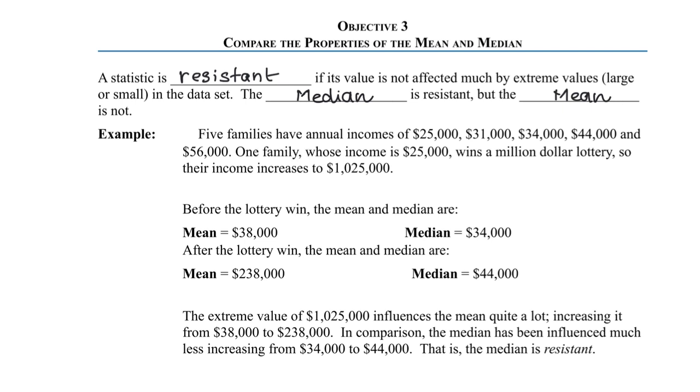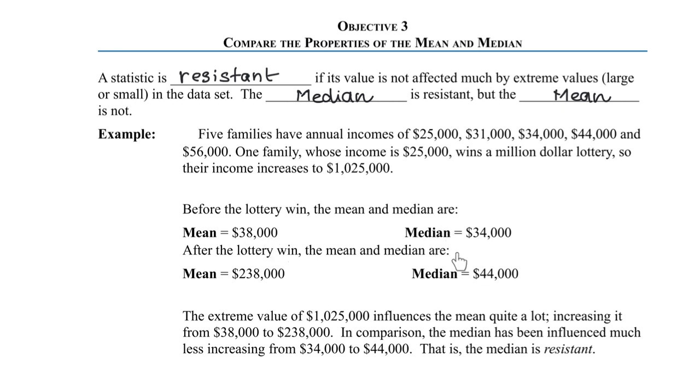5 families have annual incomes, given here, and one family whose income was 25,000 wins a lottery and the income increased to 1,025,000. So, before the lottery win, the mean of these numbers will be 38,000 and the median was 34,000. After winning the lottery, the mean changed to 238,000 and the median changed to 44,000.